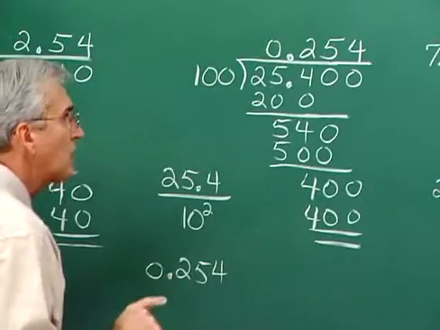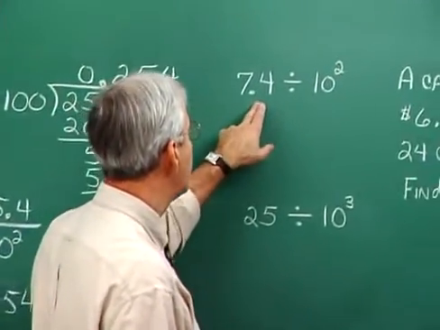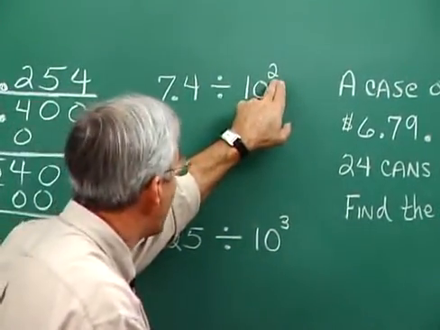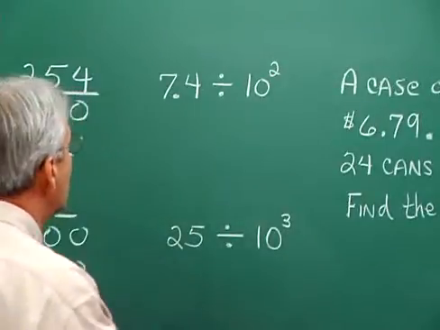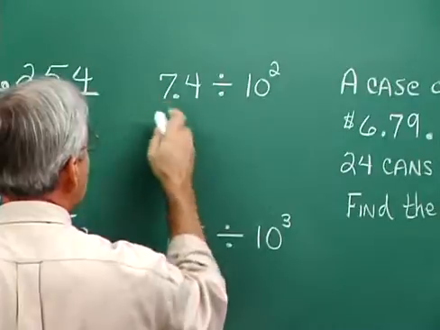Now that allows us to solve problems like this very quickly. 7 and 4/10 divided by 10 squared. 10 squared is 100, 2 zeros. The 2 is right here in the exponent, so we're going to slide that decimal 2 places to the left. So we slide this decimal 1, 2 places to the left. Oh, we need a placeholder here.